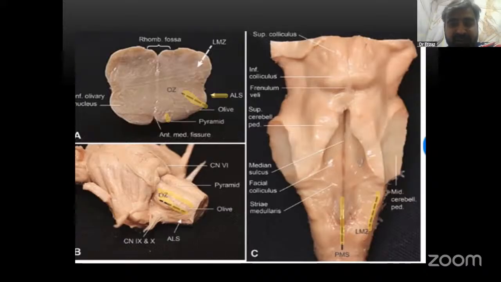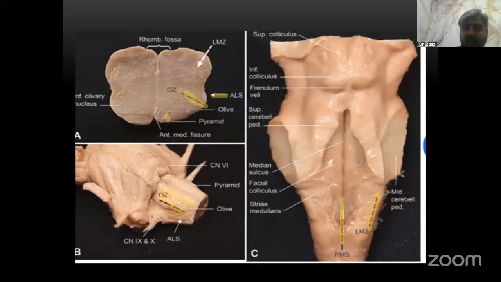Most likely, either we should go for the ALS, the anterolateral sulcus, transolivary, or posteriorly we can go for the posterior median sulcus. But when there is a posterior lateral lesion, we can go through the posterior lateral zone, a little bit posterior and inferior to the inferior cerebellar peduncle. But most likely it is the posterior median sulcus, the transolivary or the ALS approach. These are the safe entry zones where we can enter inside the medulla oblongata.